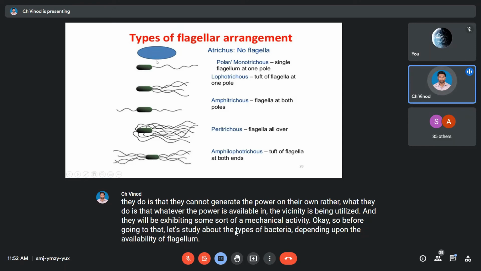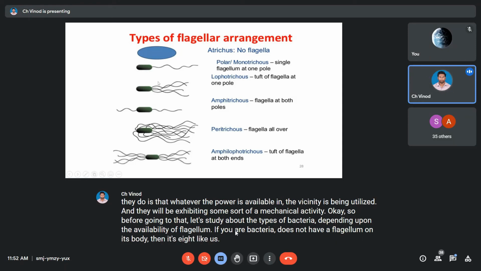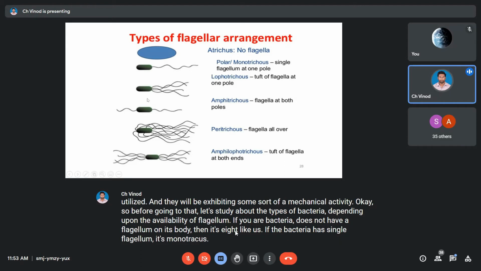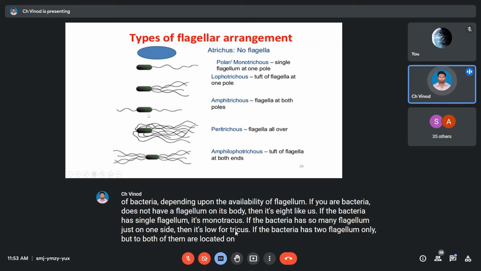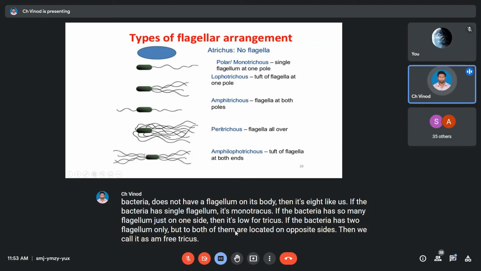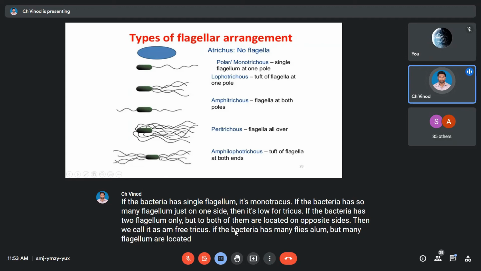If your bacteria do not have a flagellum on its body, then it's atrichous. If the bacteria has a single flagellum, it's monotrichous. If the bacteria has many flagella just on one side, then it's lophotrichous. If the bacteria has two flagella, but both located on opposite sides, then we call it amphitrichous. If the bacteria has many flagella, but they are located at only two points of origin, then we call it amphilopho.